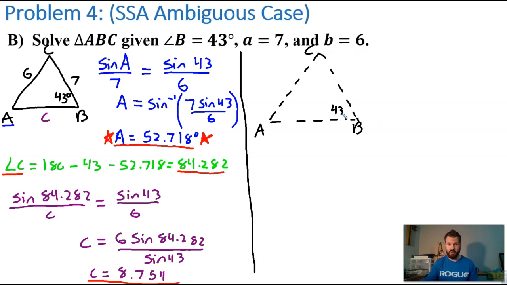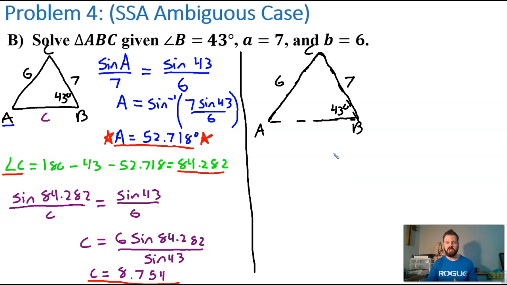B is still 43 degrees. Little a is still 7, and little b is still 6. Now for that second triangle, that's what I'm given. Those measurements aren't going to change, so I'm going to make those fixed lengths and fixed angle measures.